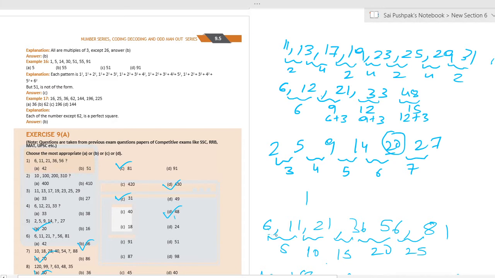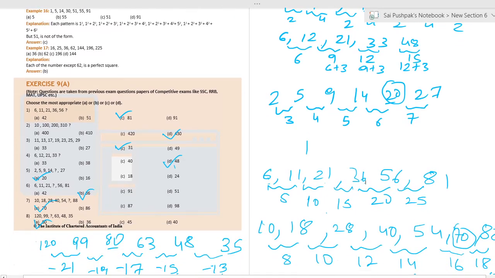If you see, the difference between 6 and 11 is 5. 11 and 21 is 10. And 21 and 36 is 15. And 36 and 56 is 20. 25. See, the difference is also increasing every time here. In 5 table, 5, 10, 15, 20, 25, or you can say 10 is 5 plus 5 and 15 is 10 plus 5 and 20 is 15 plus 5. So difference is increasing by 5 every time.